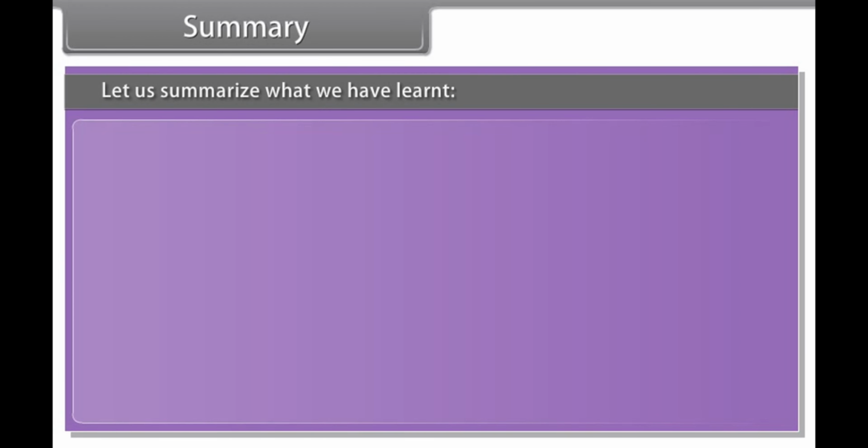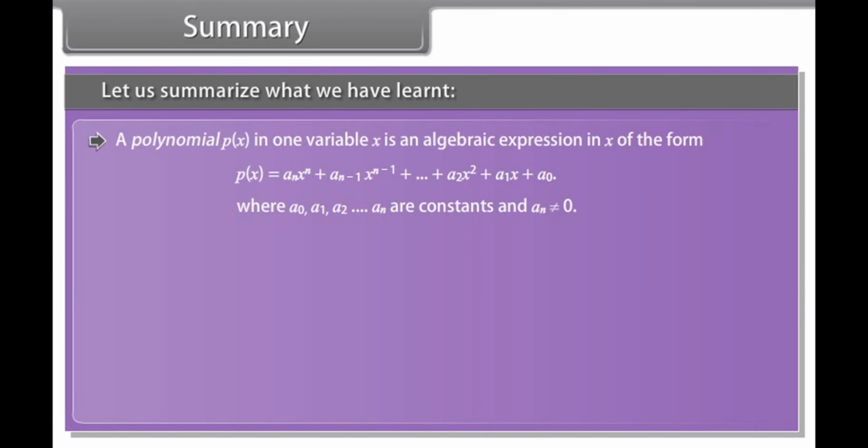Summary. Let us summarize what we have learned. A polynomial p(x) in one variable x is an algebraic expression in x of the form p(x) is equal to a_n x^n plus a_(n-1) x^(n-1) plus and so on plus a_2 x^2 plus a_1 x plus a_0, where a_0, a_1, a_2 and so on till a_n are constants and a_n is not equal to 0.